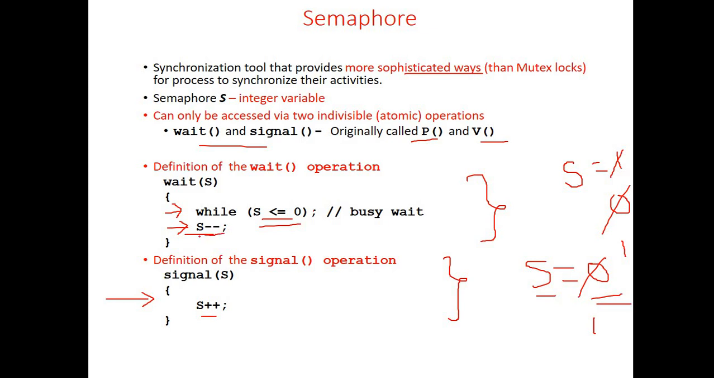Immediately, that process will change the value of S from 1 to 0. In that way, the semaphore variable value will be adjusted in order to control the entry and exit of the processes into the critical section.